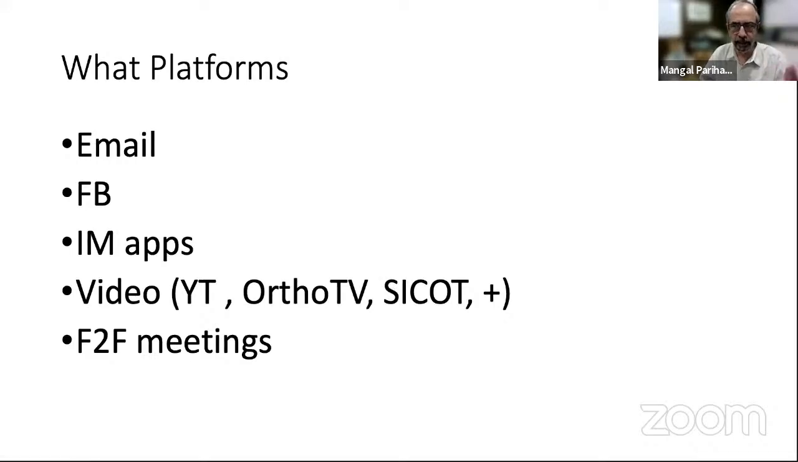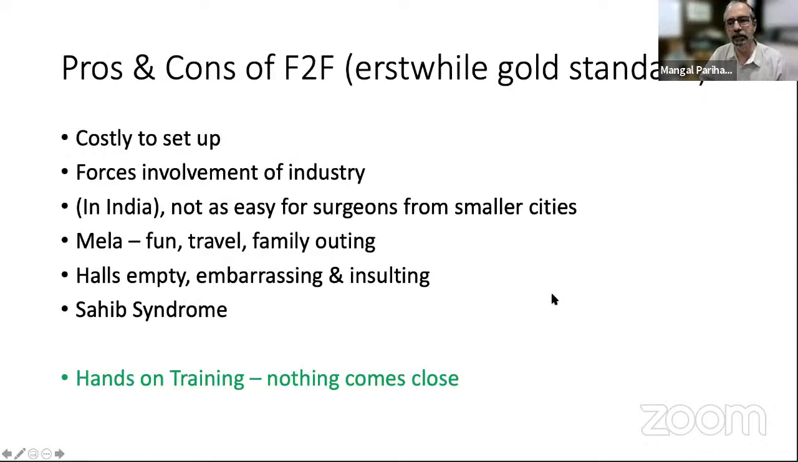And I'm going to compare it with face-to-face meetings, which have been the standard, the erstwhile gold standard. Face-to-face meetings are fantastic for hands-on training. Nothing comes close to face-to-face meetings for that. But they are pretty costly to set up. To have a meeting is not an easy affair. And because of this cost, industry has to be involved in that, which is not always a good thing.